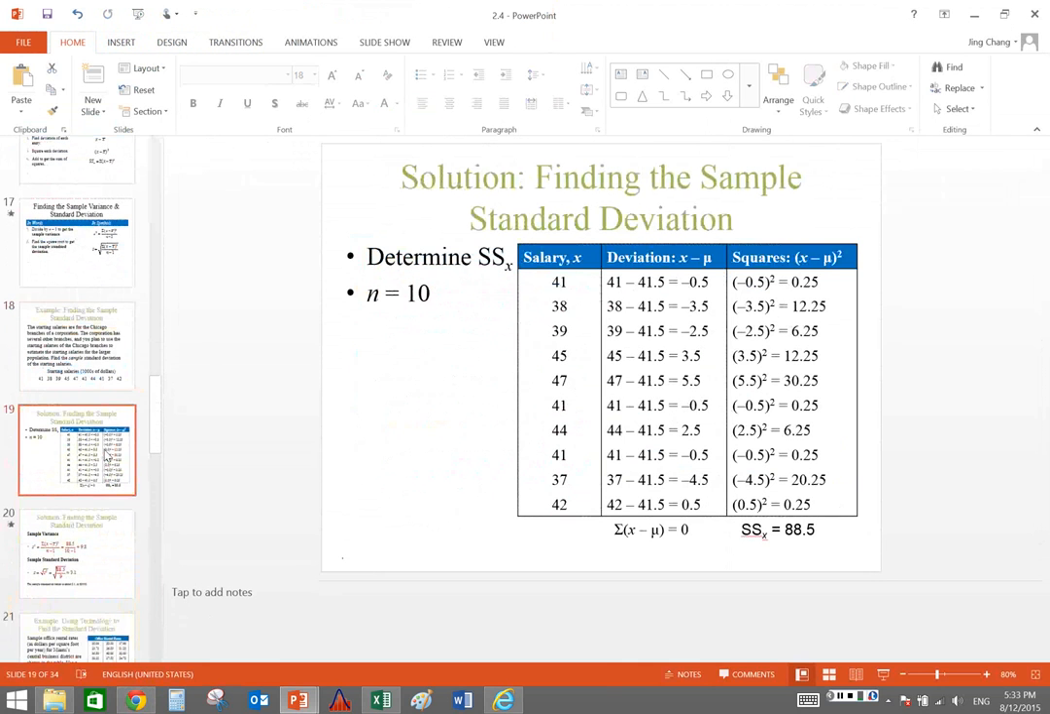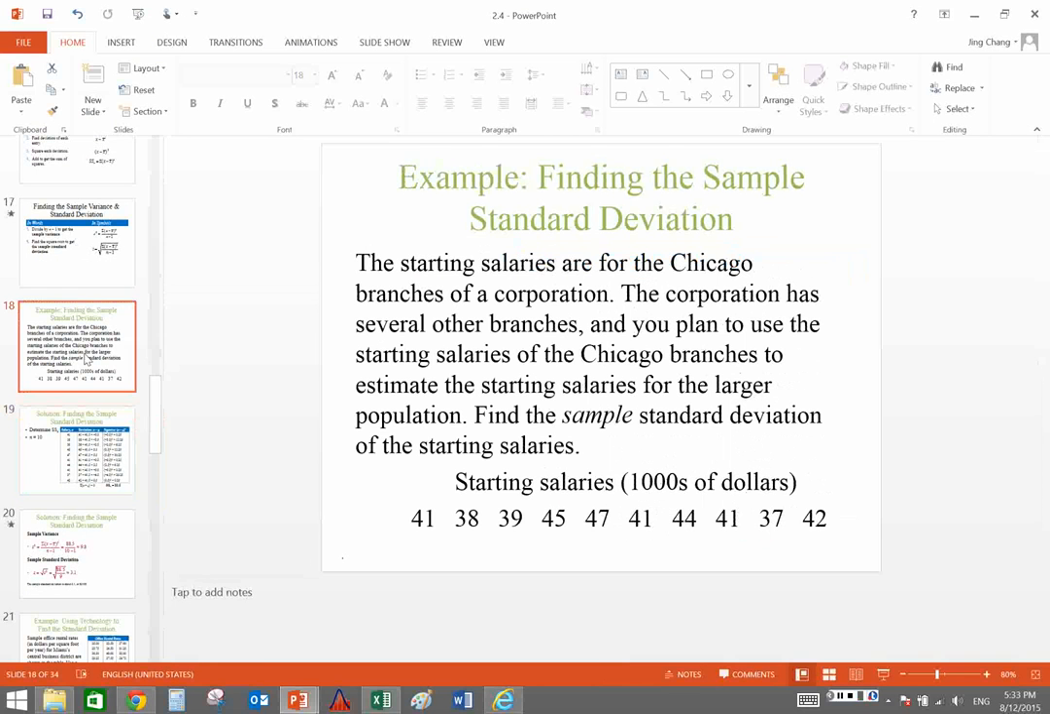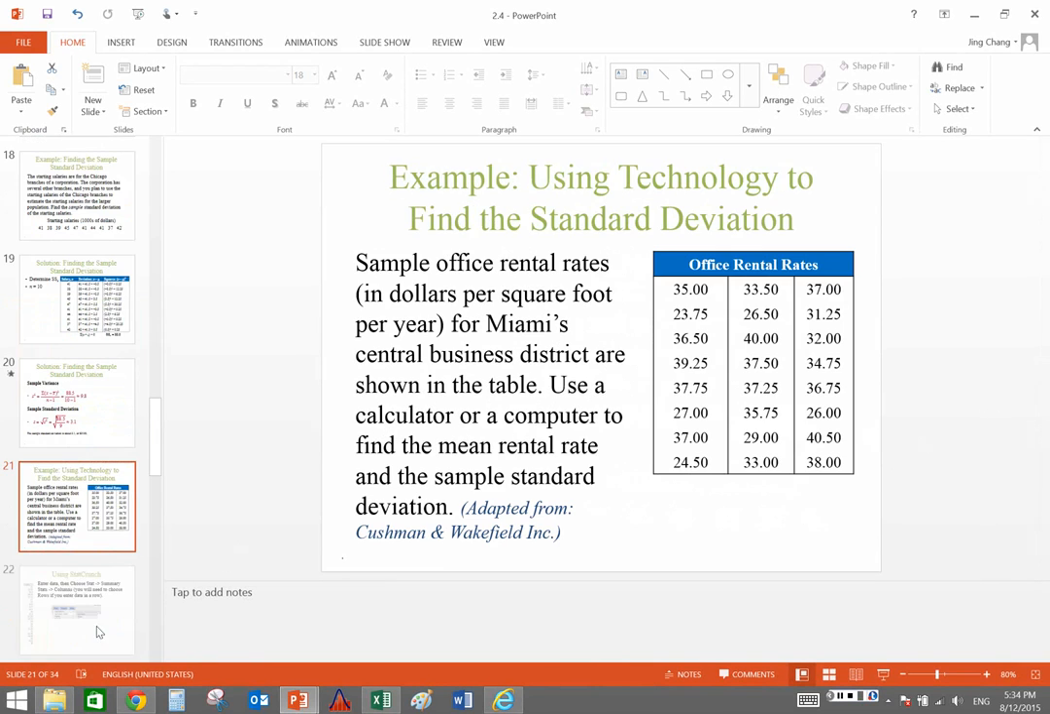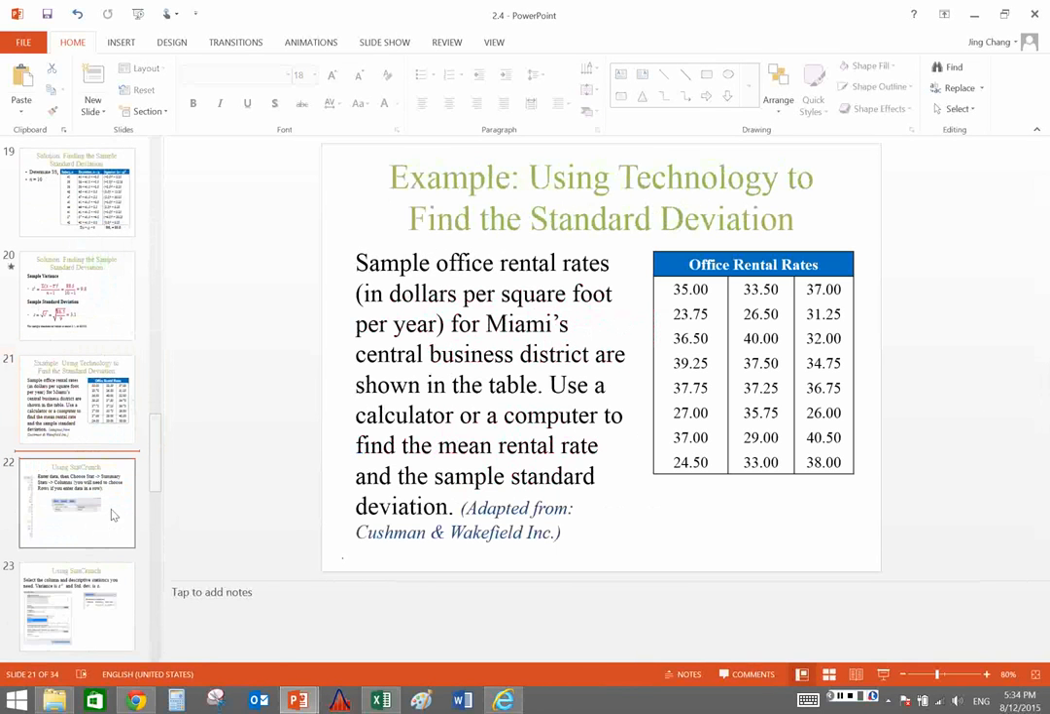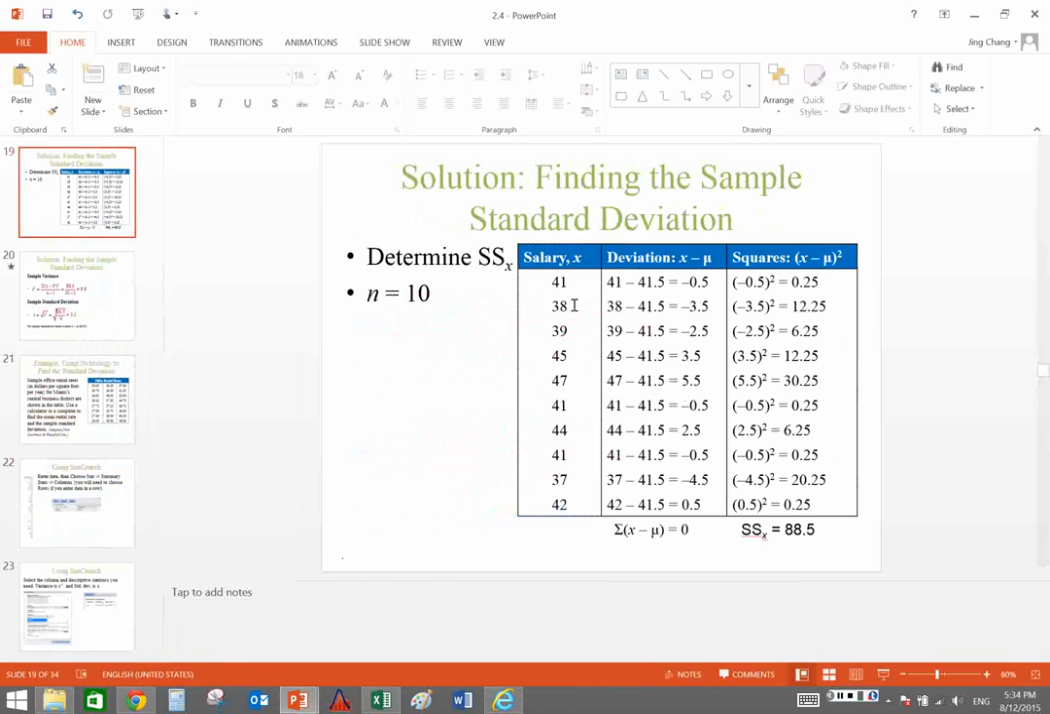So you can see here the example. Find the deviation, square each one. Now if we treat this as a sample, so if the corporation has other branches and they only select the Chicago branch, that will be the sample. So that's not the population. This will be a statistic. And let's find the sample mean. It's 41.5, and then you find deviations.